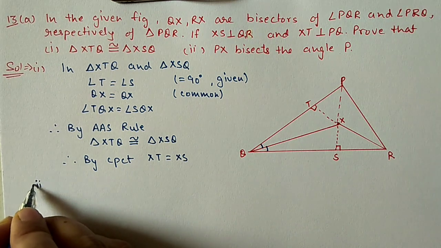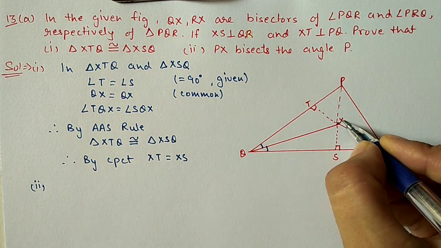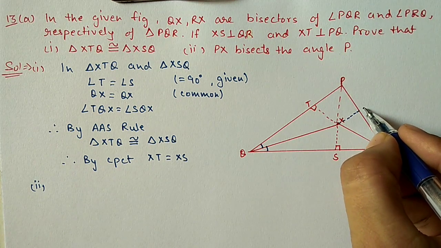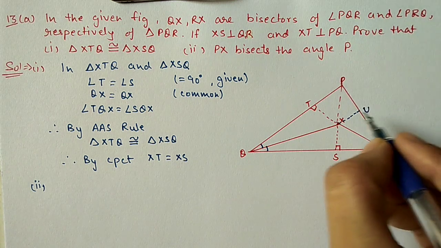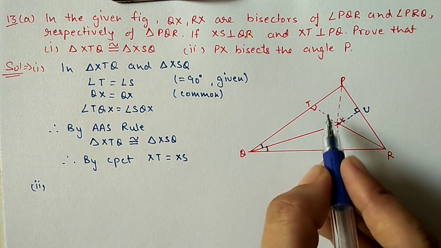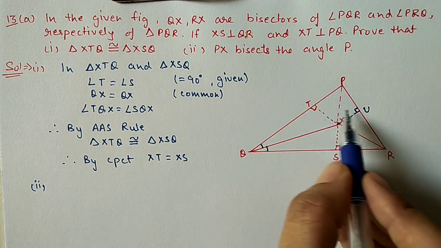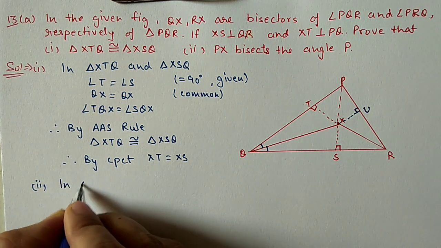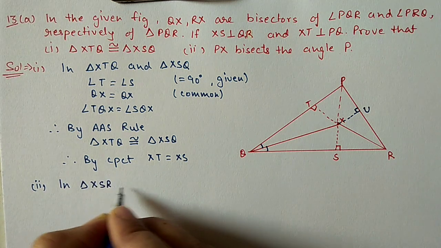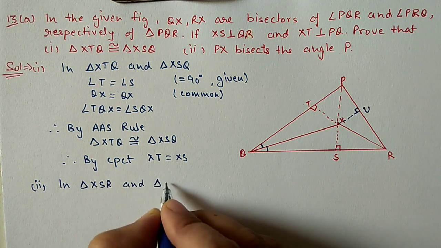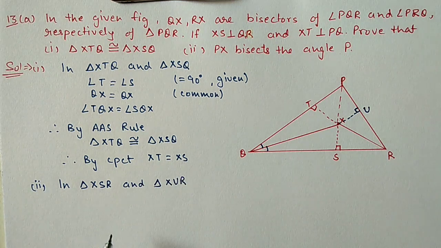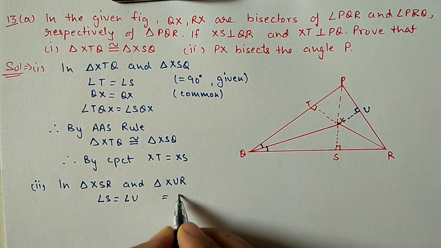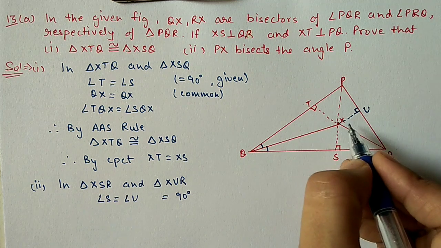Now to prove the second part, we have to draw one more perpendicular from this X on this line, and we can give it one name, U, and this is perpendicular. Now we will prove that these two triangles are congruent. In triangle XSR and triangle XUR, angle S is equal to angle U. Both are 90 degrees because this is also perpendicular.